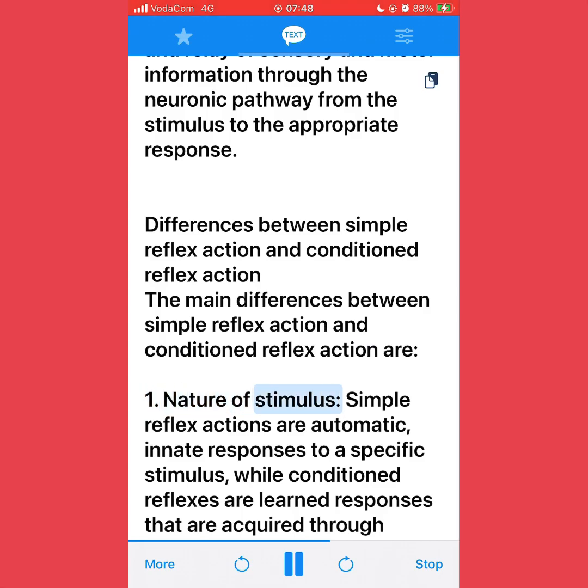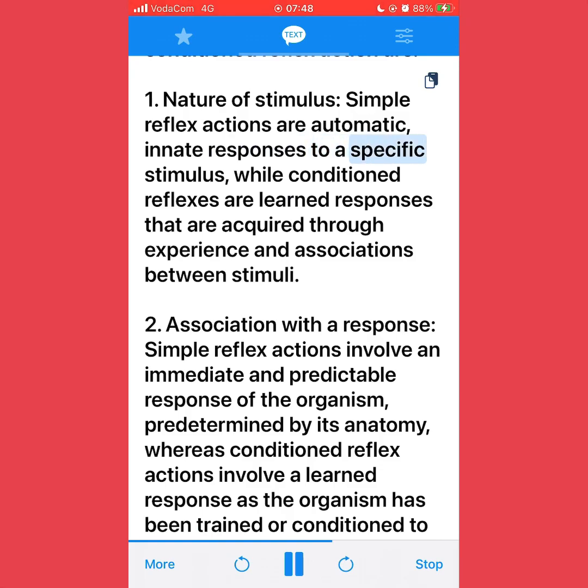Nature of stimulus. Simple reflex actions are automatic, innate responses to a specific stimulus, while conditioned reflexes are learned responses that are acquired through experience and associations between stimuli. 2. Association with a response.